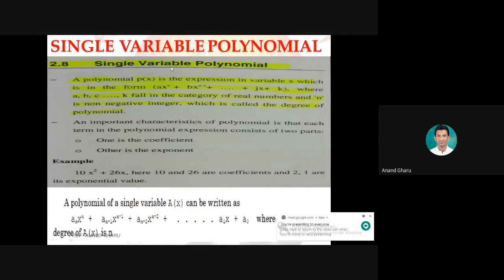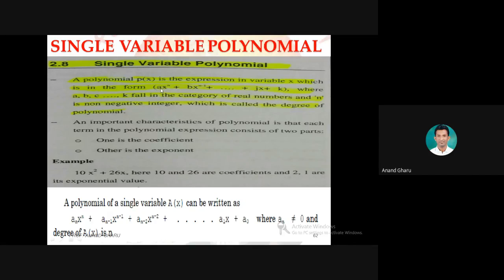So you can note down the definition of single variable polynomial. Polynomial denoted as p of x is the expression in variable x, which is in the form ax raised to n plus bx raised to n minus 1 plus cx raised to n minus 2 and so on, where a, b, c and up to k.